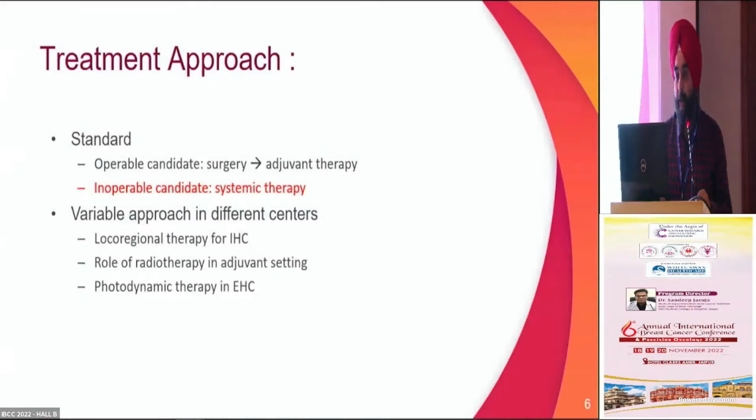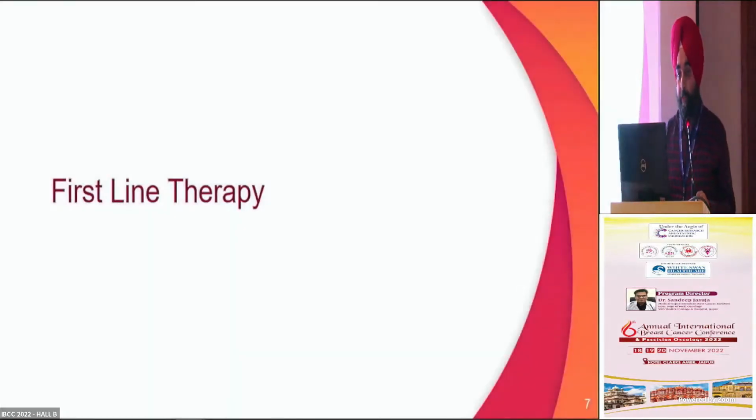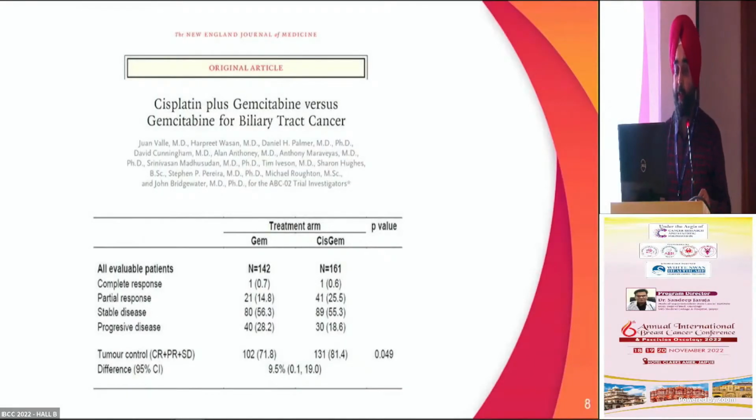So the most important, again, the treatment approach, always the standard approach, if it is operable, we have to go for surgery and then the adjunct therapy accordingly. And if the patient is an inoperable candidate, we have to select for the systemic therapy. And variable approaches are there for different centers, like they are using any of the loco-regional therapies or the radiotherapy or some of the other photodynamic therapies. So first line, the standard of care, everybody is aware of this GEM-CIS. This is the ABC02 trial. This is a standard line, and a decade back it came and it has shown a very good result.